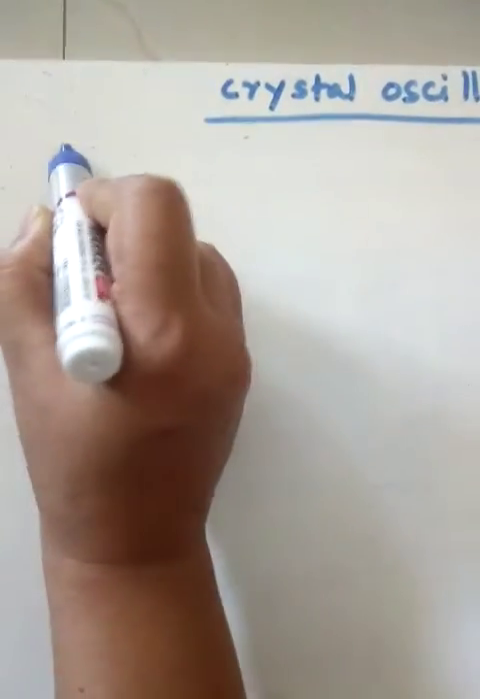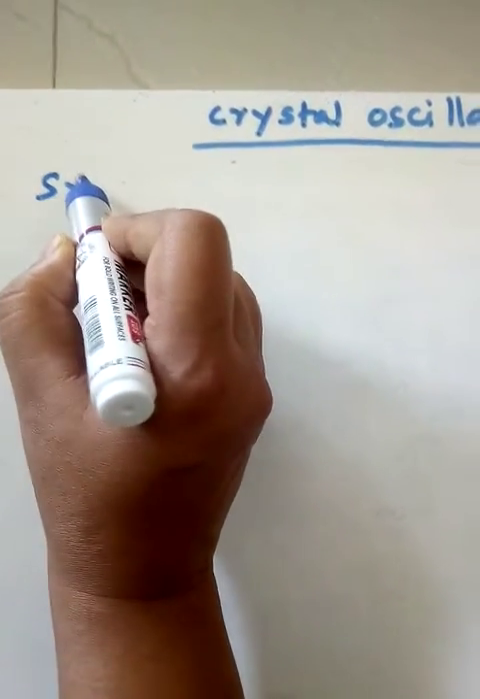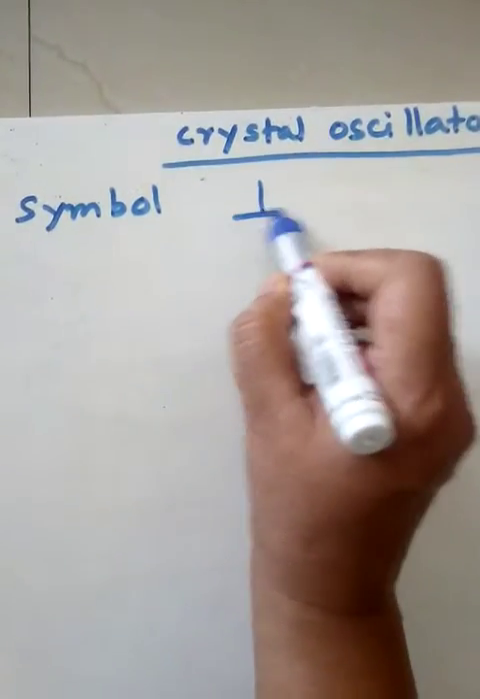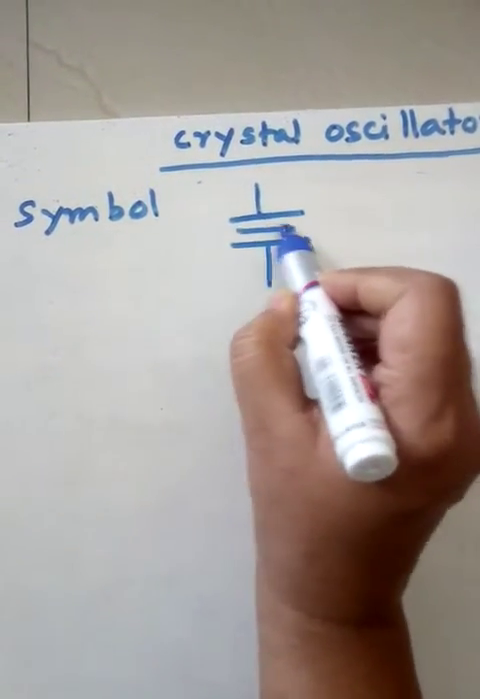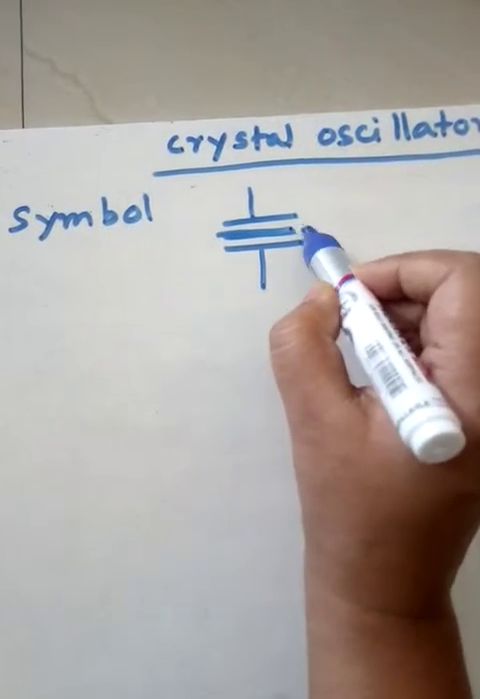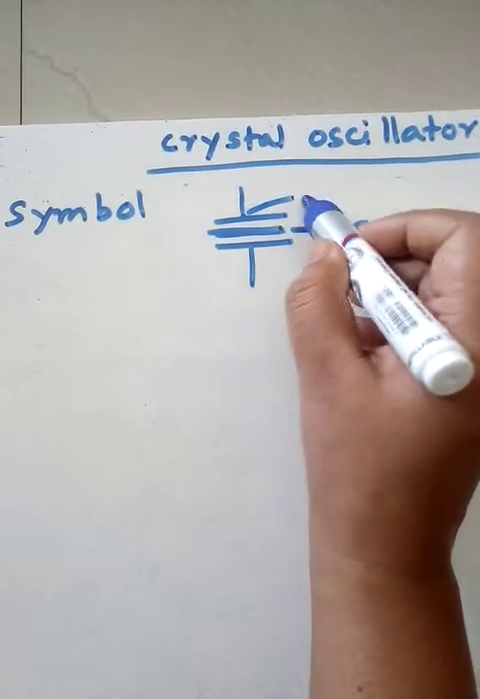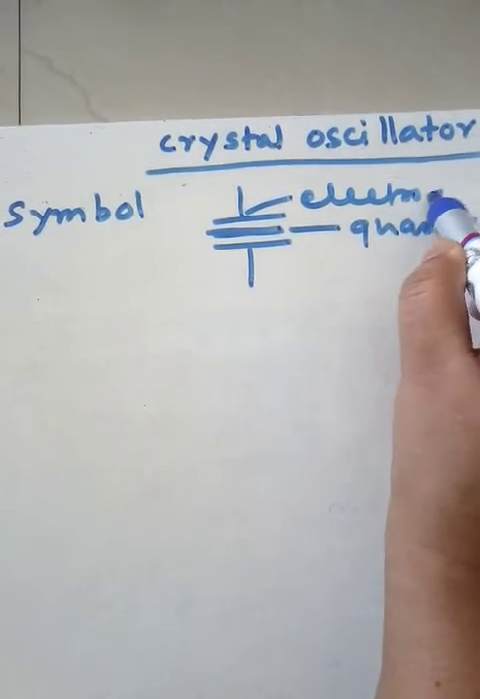Now we will see the symbol of the crystal oscillator. The symbol of the crystal oscillator is like this. These are the electrodes and between them there is the quartz crystal, quartz. And these are the electrodes which are used for metallic contacts.